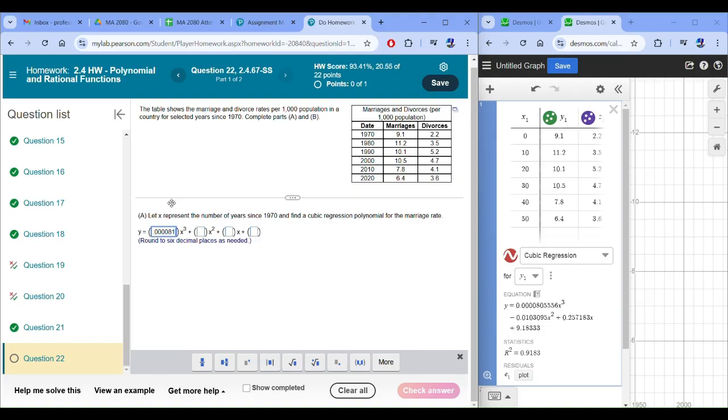0.12341. X squared is going to be negative 0.12345. Shoot. 5, 6. And then this one is 0.123456. And this one is last but not least 9.18333.